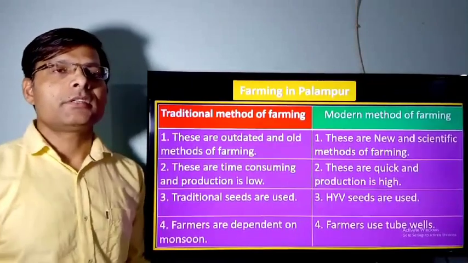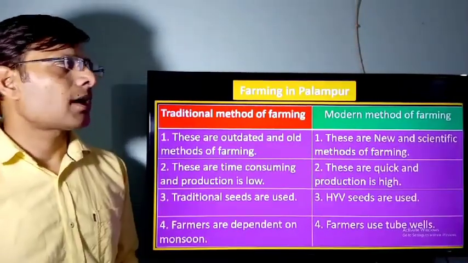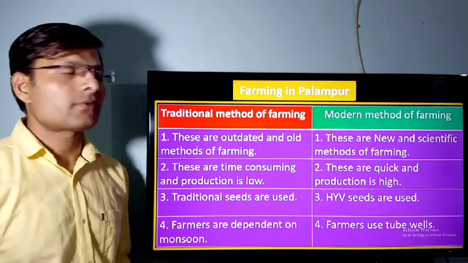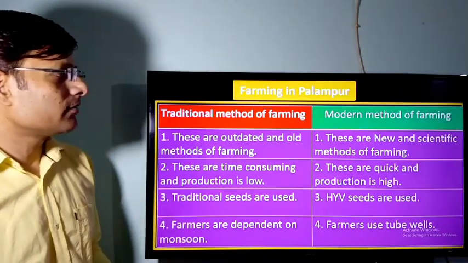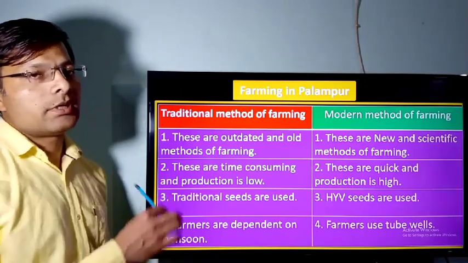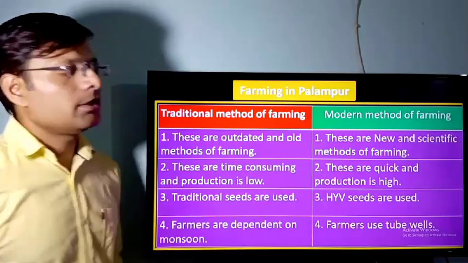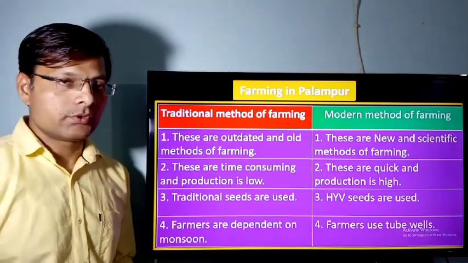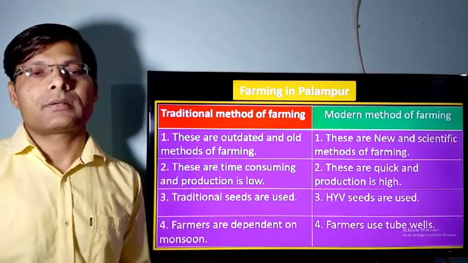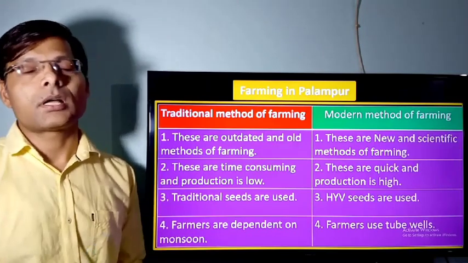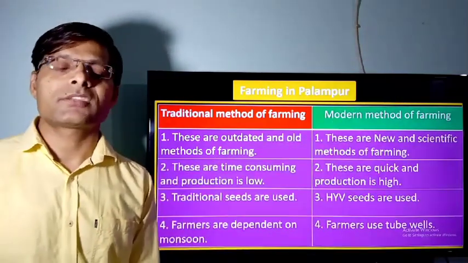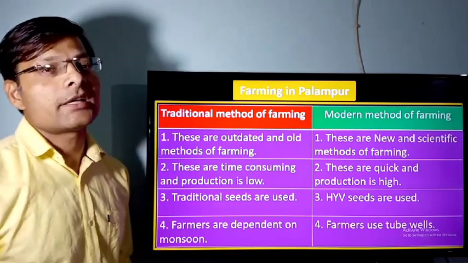Now we will be discussing the traditional methods of farming and modern methods of farming. So what are the differences between traditional and modern methods of farming? In traditional methods, we find outdated technology and outdated seeds being used, but in modern methods new scientific technology is being used. Next, you can see the traditional ones are time consuming and provide low production. The modern methods are quick, faster, and give a higher yield.